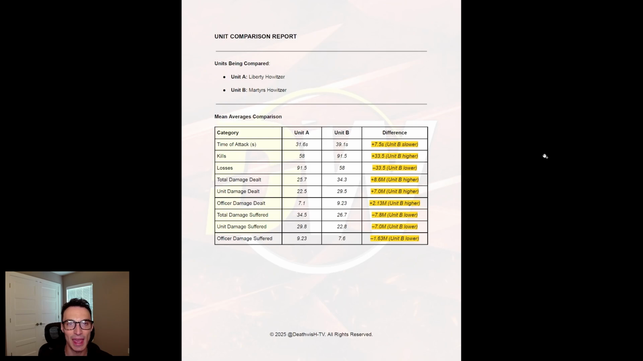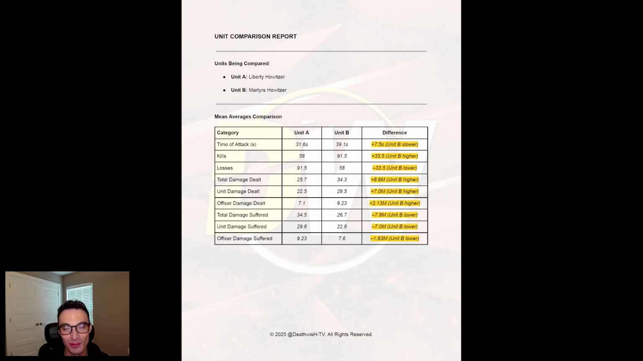So now here is the actual comparison report. Before I get into that, let's talk real quick about the draw of these two units. It's no secret that the Liberty Howitzer unit has its advantages, particularly against attacking fortifications. It does a very good job of that.